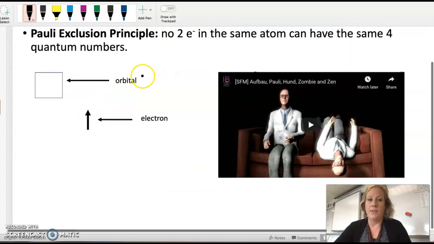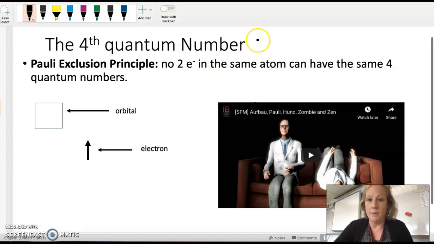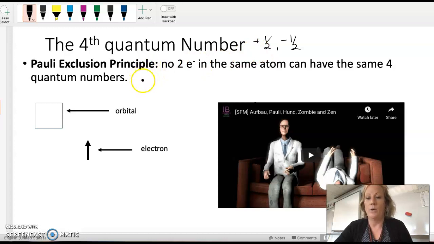Another way of saying this is the fourth quantum number, the plus 1/2 and the minus 1/2: for electrons to be together in the same orbital, they have to have opposite spins. But it also means that no two electrons can have the same four quantum numbers. So let me show you what I mean. Let's say we have n equals 2. We're in this S sublevel, and we have two electrons.